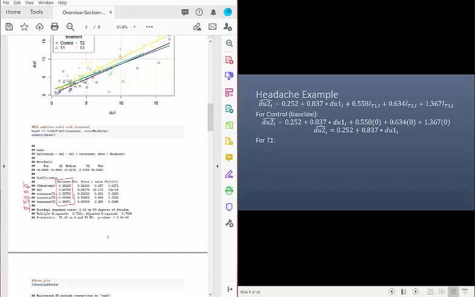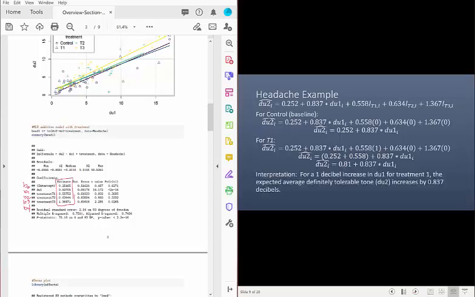For treatment 1, we put in the value of 1 for the indicator variable for treatment 1 and 0 for the other 2. So here we can see that our y-intercept has increased to 0.81. For a 1 decibel increase in DU1 for treatment 1, the expected average definitely tolerable tone, DU2, increases by 0.837 decibels. This would be the interpretation of the slope coefficient for DU1.